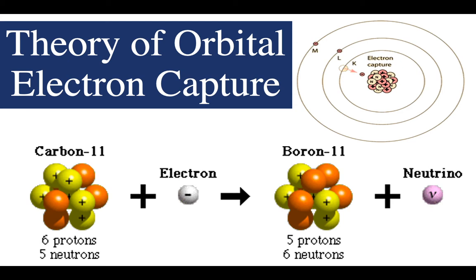So far we have talked about the beta minus and beta plus emission, and we have ignored the third type of beta transition, that is generally known as the orbital electron capture. So in today's lecture we will derive the expression for the energy, and then we will discuss the comparative half-life of a reaction which is undergoing this orbital electron capture. So let us start our lecture.